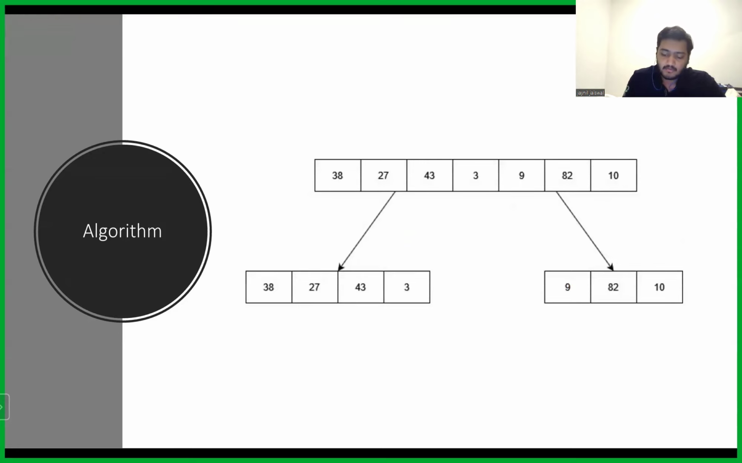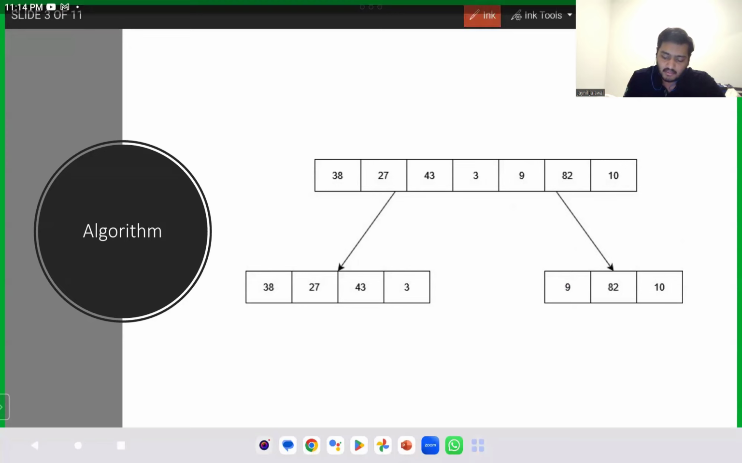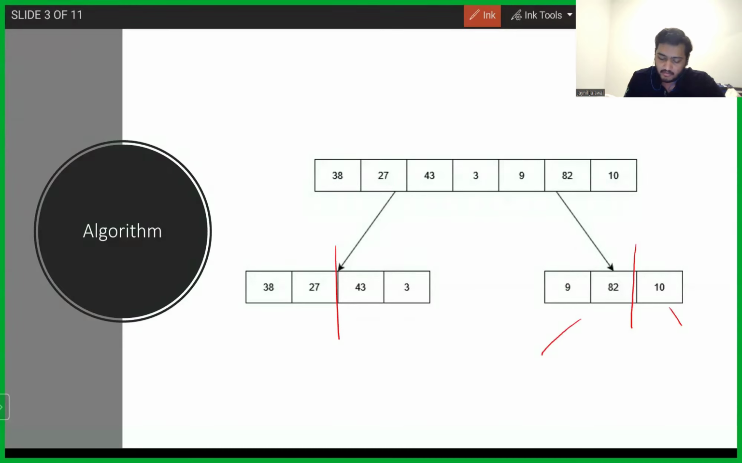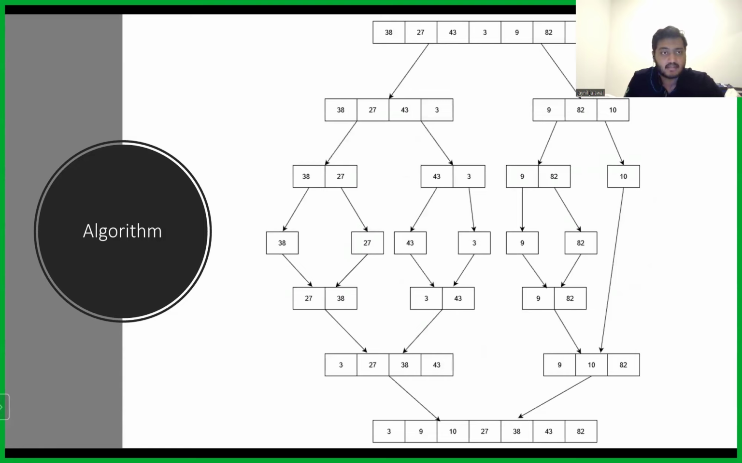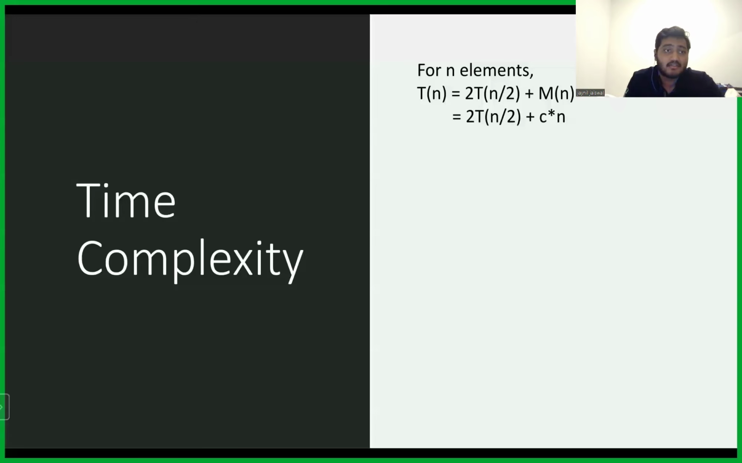We'll recursively split the subarrays until we reach a point where the subarray contains only one element, because any array with only one element is always sorted. Once we have reached this point, we'll start combining the results of the subarrays and merge them together to form larger sorted subarrays. We'll keep on doing this until we get our final sorted array, much like this. Now let us understand how the time complexity is calculated for merge sort algorithm.